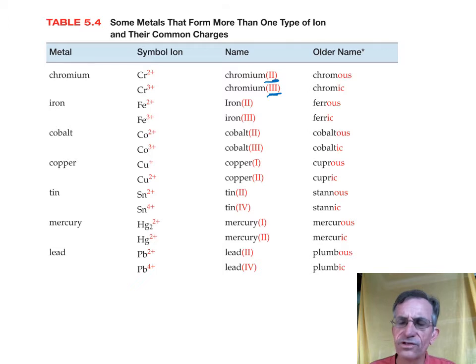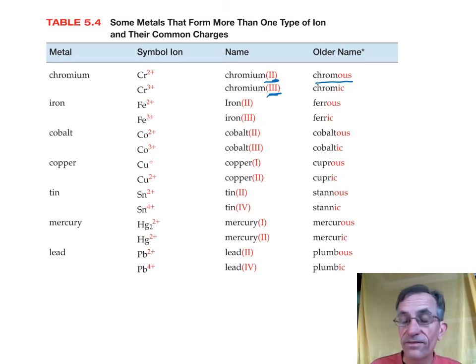There is an older method that you still see around, and actually you'll see it on things around your house. If you look on the bottle of multivitamins you have, sometimes the way they tell you which version, what the charge is, is they change the ending. They might say copper 2 or chromium 2. Yeah, that could be chromium Roman numeral 2, but you also might hear it called chromous.